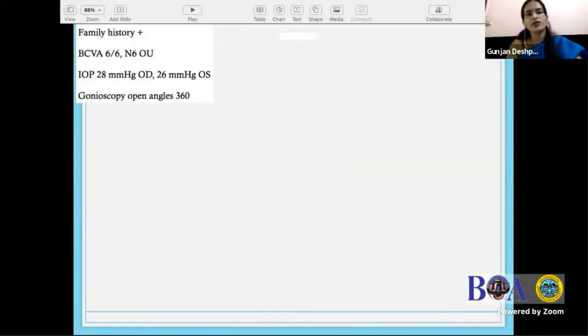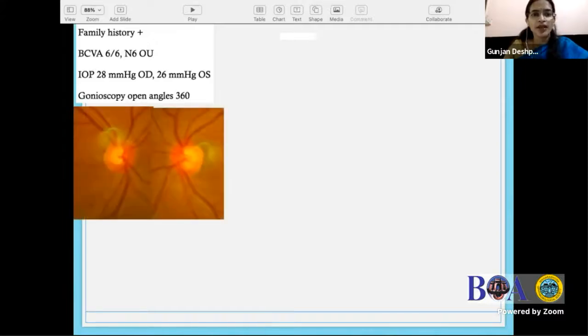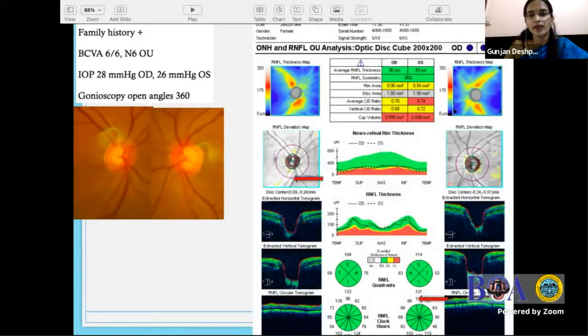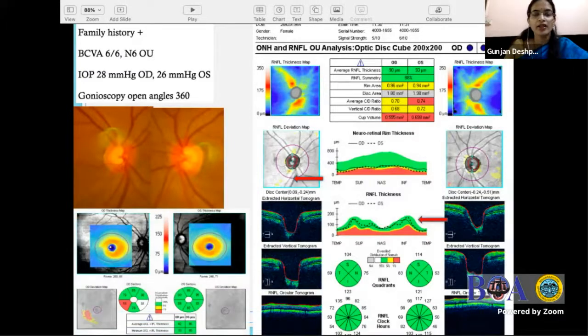The next patient was a 52-year-old female, positive history, pressures were high and angles were open. Now, this is the optic disc photograph. We have a small IT-NFLD in the right eye, which can again be caught in the OCT, in the deviation map and the thickness map. This is the GCC, and we have a very classic temporal raphe sign over here.